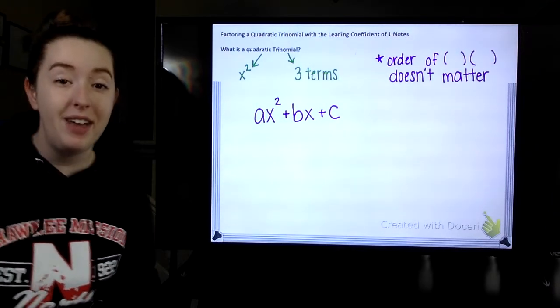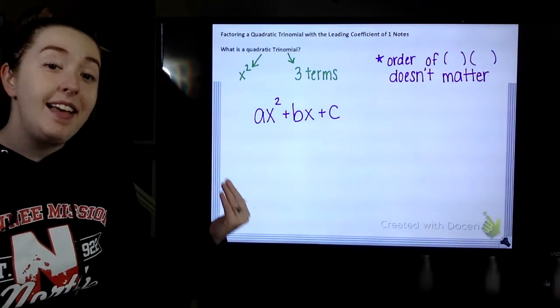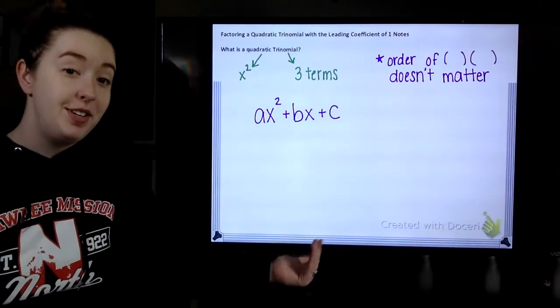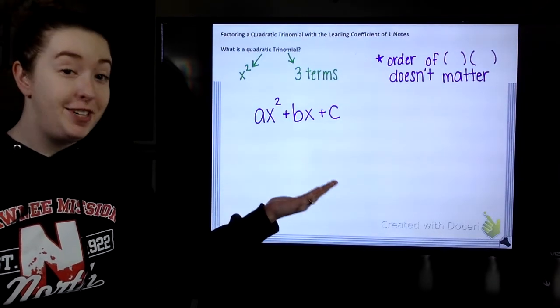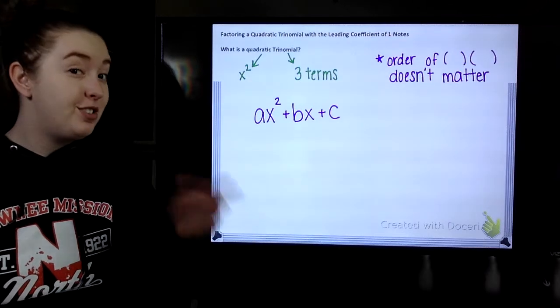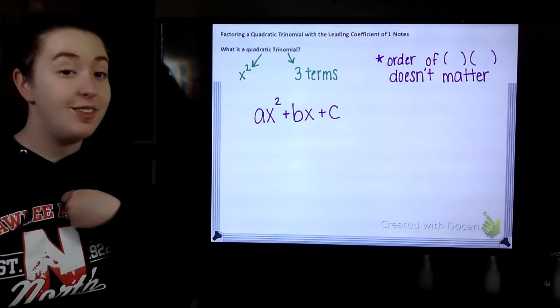Another thing I want to point out to you is A, B, and C. A, B, and C are the coefficients for your terms in your trinomial. Since they're coefficients, they're numbers. We do not include the x squared or the x with them, okay?